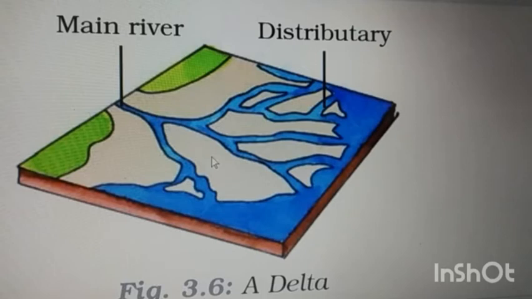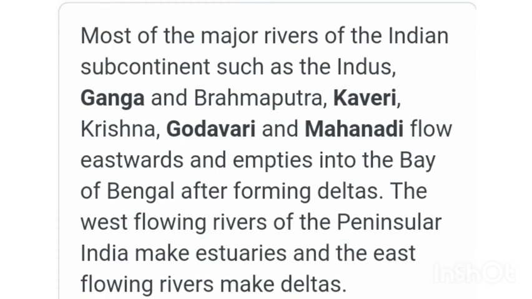In our India, most of the rivers have their deltas. Most of the major rivers of the Indian subcontinent, such as the Indus, Ganga, Brahmaputra, Kaveri, Krishna, Godavari, and Mahanadi, flow eastwards and empty into the Bay of Bengal after forming deltas. The west flowing rivers of peninsular India make estuaries, and the east flowing rivers make deltas.